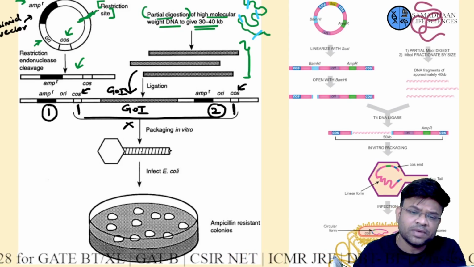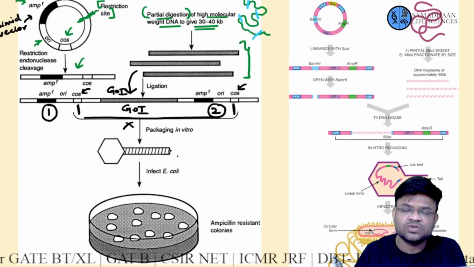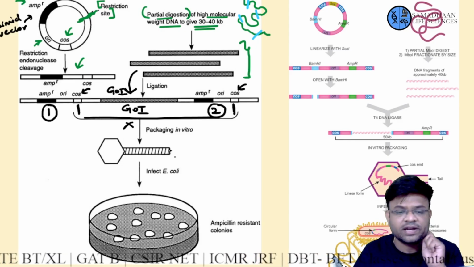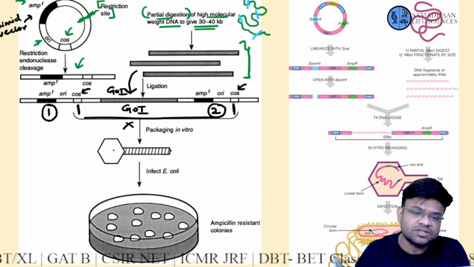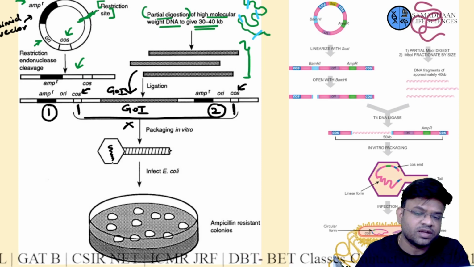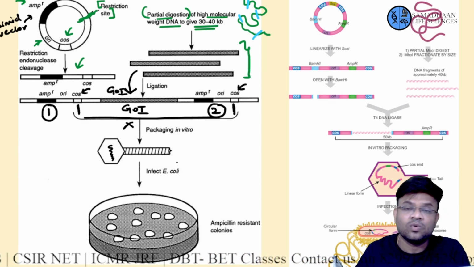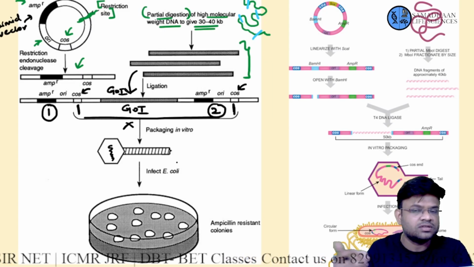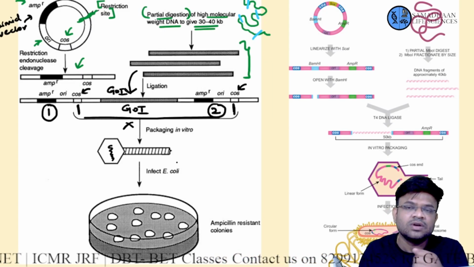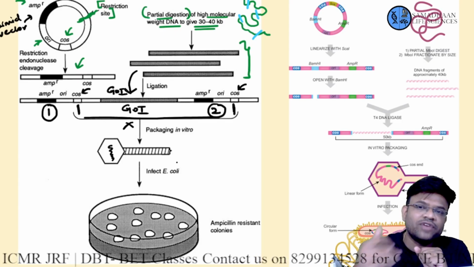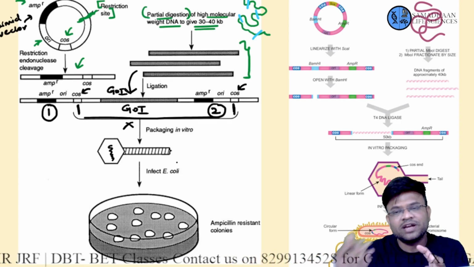So next, what will happen? Inside the lambda phage vector head, this DNA will be packaged. So let us say that the DNA is packaged over here, and then this lambda phage virus would be allowed to infect the E. coli or infect the bacteria.